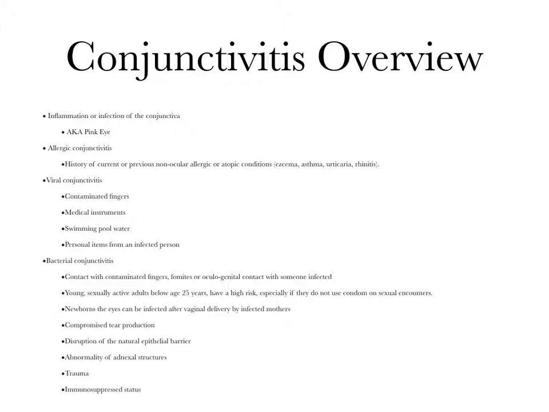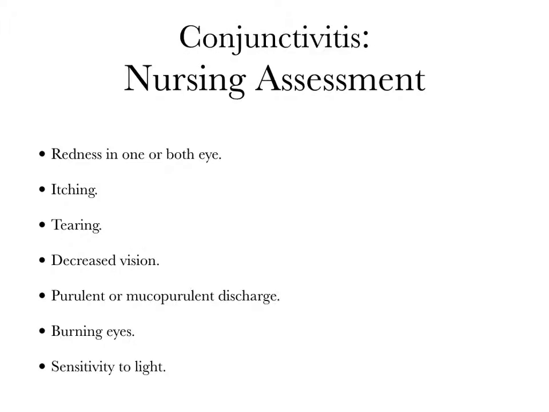The immunosuppressed are also at risk for a bacterial infection, so anyone with cancer on chemotherapy or any other corticosteroid, anything that compromises your immunology. So, as a nurse, when you're assessing conjunctivitis, you're going to see perhaps redness in one or both eyes. The patient may be experiencing itching, tearing. Vision could be compromised by the swelling or inflammation in the eye.